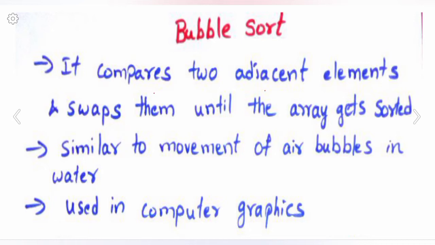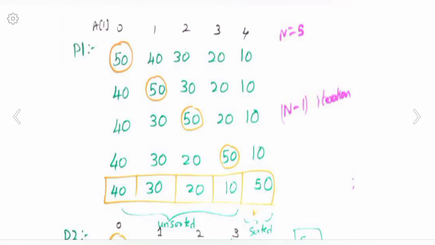This is used in computer graphics. Bubble sort is basically used in computer graphics applications. There is another name for bubble sort, called sinking sort. Now let us take an example, and we will see why it is called sinking sort.